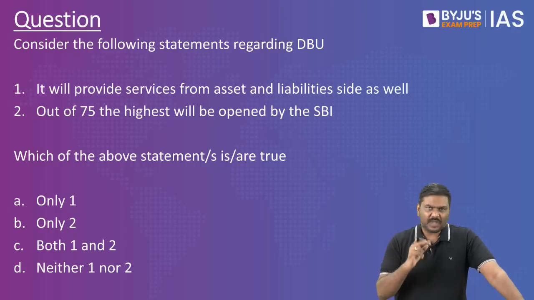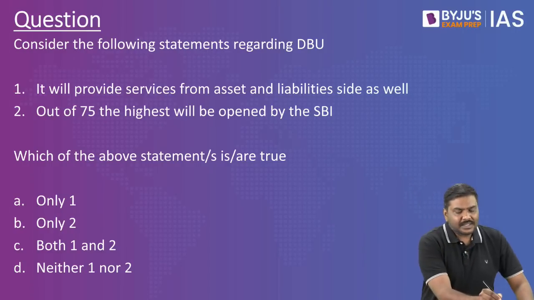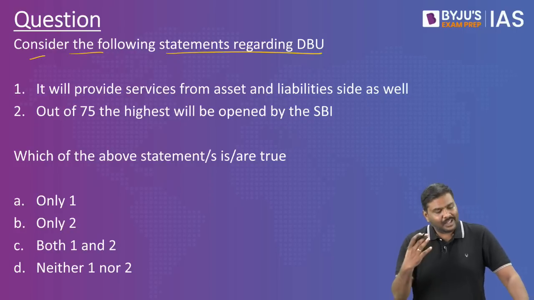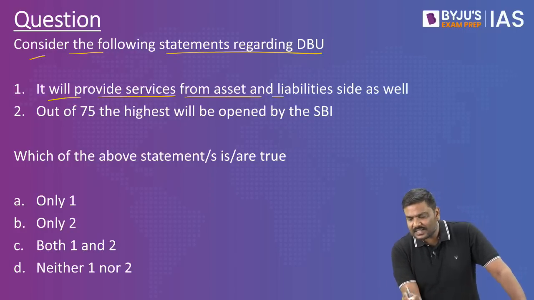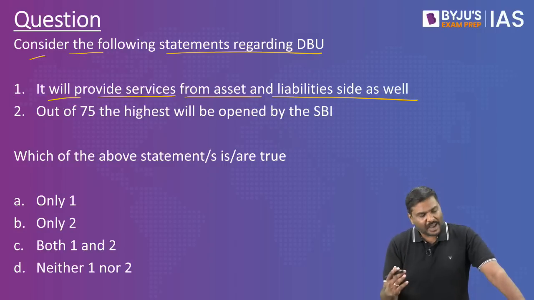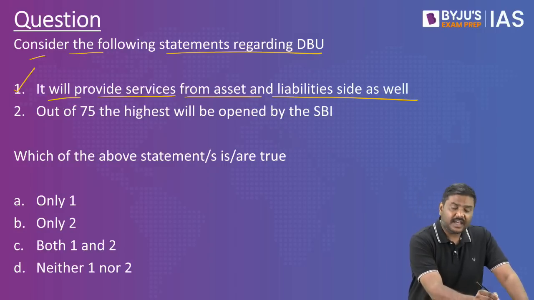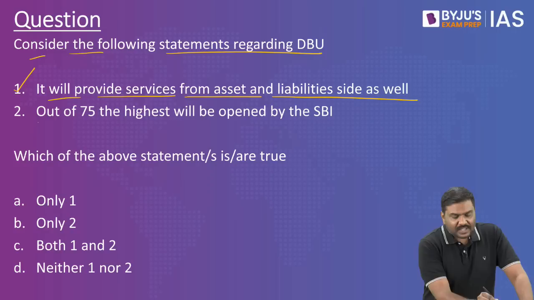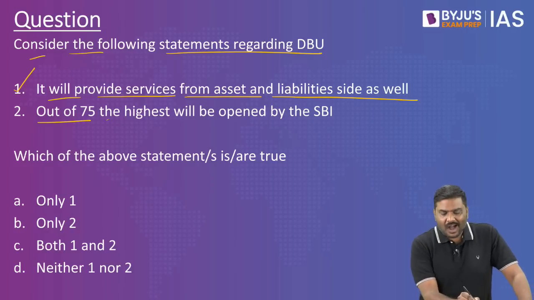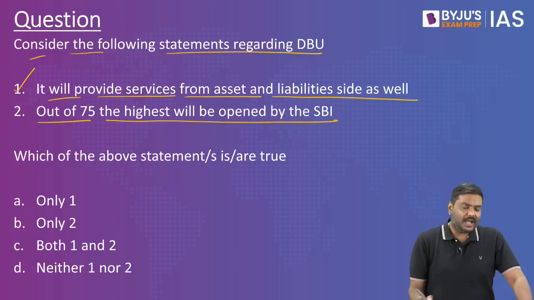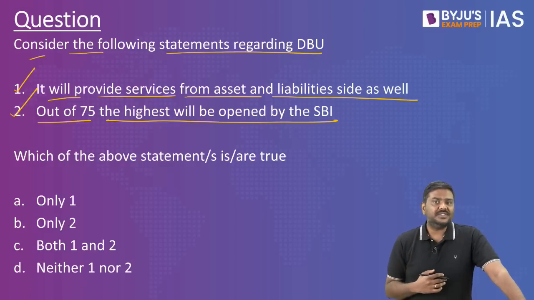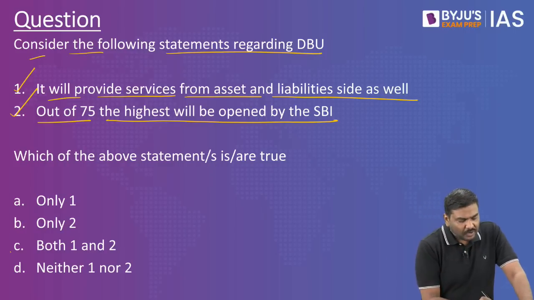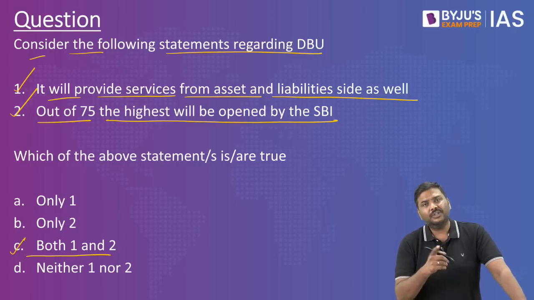Now, based on this, I've given an MCQ. Consider the following statements regarding DBU. It will provide services from the asset as well as the liability side of the banking sector. Statement 1 is correct. Out of the 75 DBUs, the highest will be opened by SBI. Statement 2 is also correct. So the right option for this question will be option C, both 1 and 2.